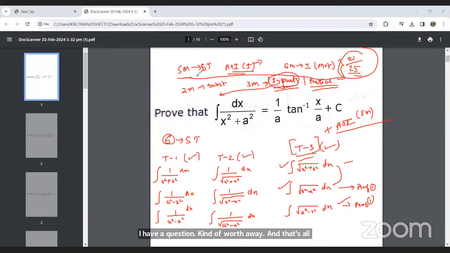So minimum 20 marks at least you can score in integration. This is also helpful from an engineering point of view. Differentiation and integration chapters are a must from an engineering point of view. So prepare them properly.